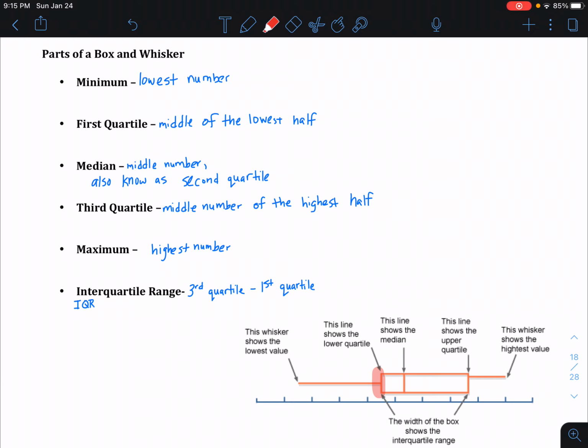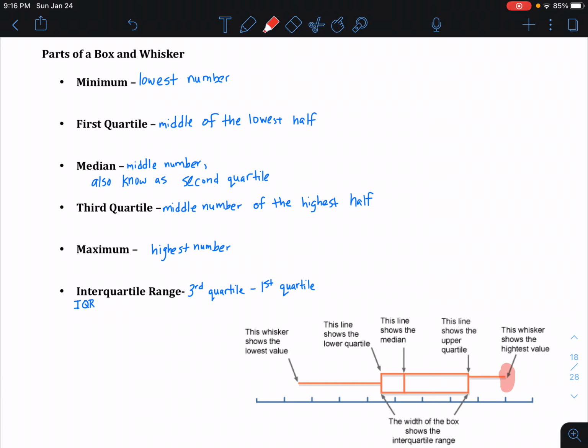The lower quartile is also known as the first quartile. The median is the middle number, also known as the second quartile. So the median would be right here. It's the middle, it splits the boxes. The third quartile is also known as the upper quartile. That would be here. It's the middle of the highest half of the numbers. And then, of course, the maximum number is where the right whisker is. That would be the highest number of all of your numbers.